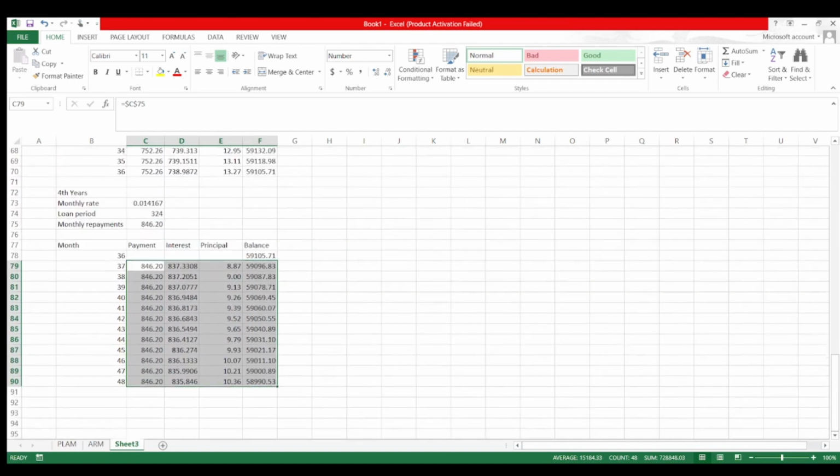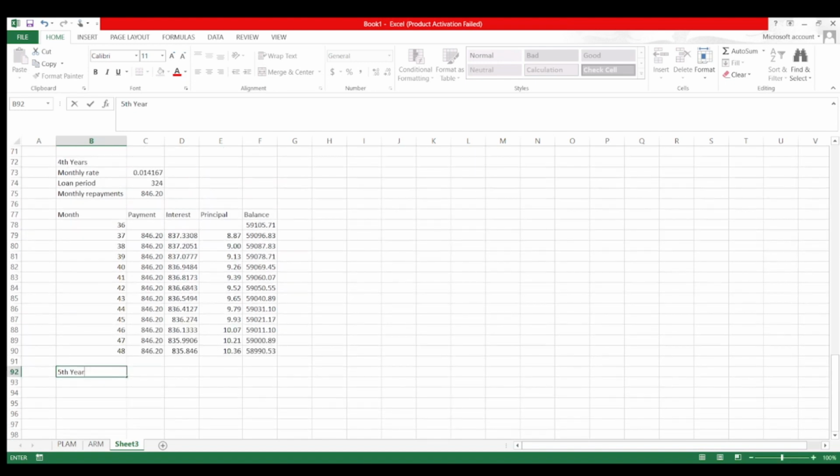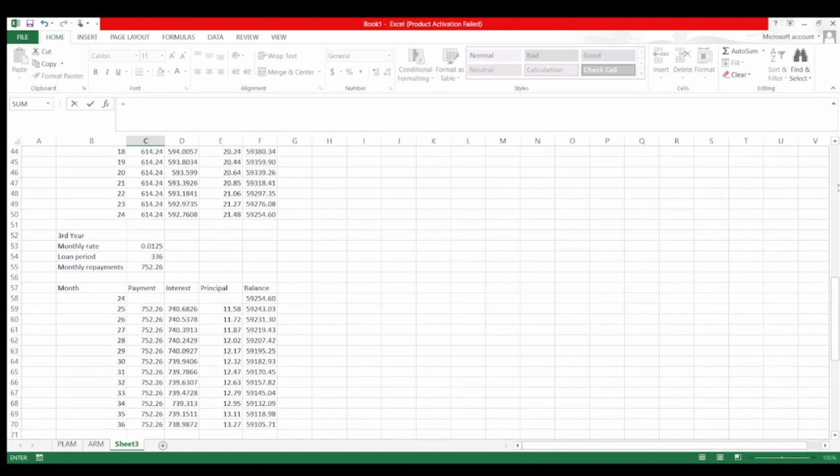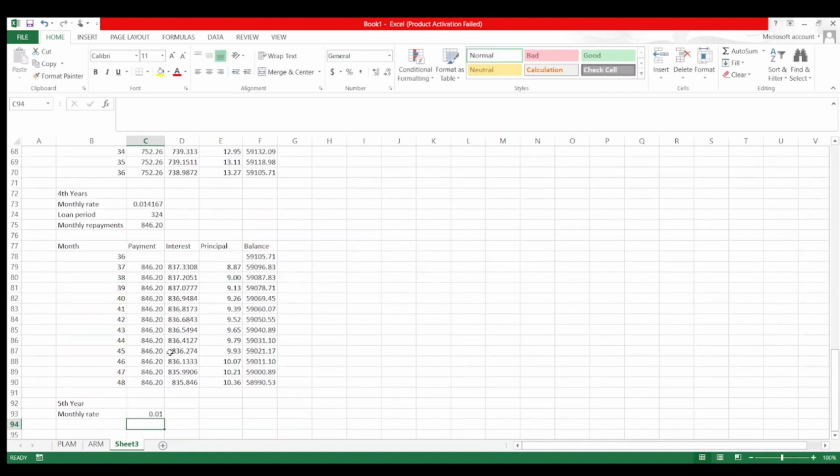Now, since we're done with the 4th year, we can finally move on to the 5th year. So we need to get the monthly rate, which in this case is 12% divided by 12. The loan period, take the 324 less 12.